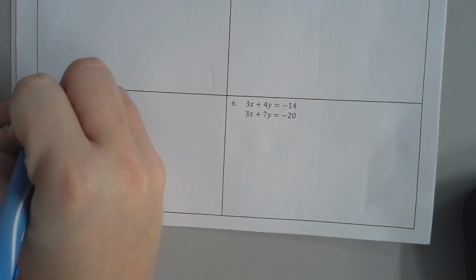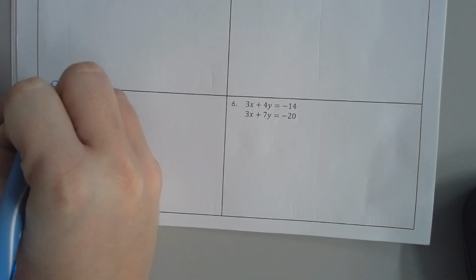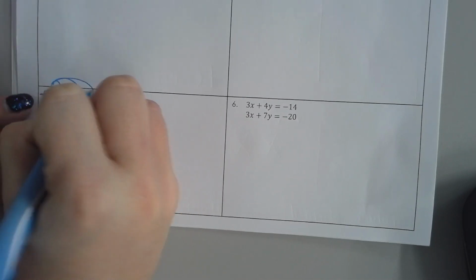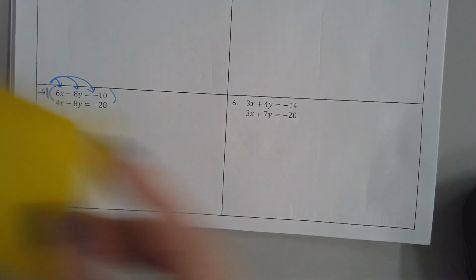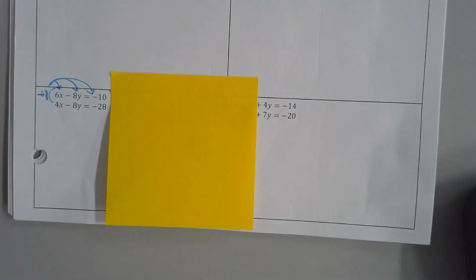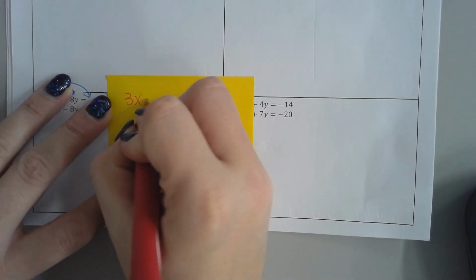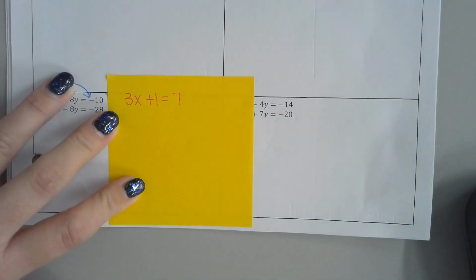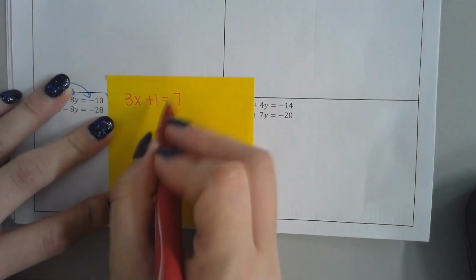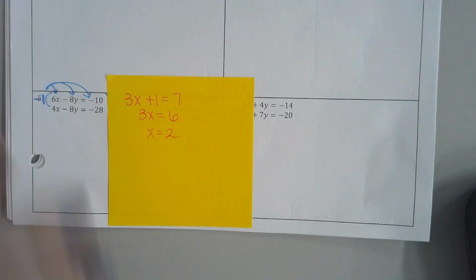So you can actually take one of your equations and multiply everything in that equation by something. In this case, we're going to do negative 1. And that works. Why does that work? Well, let me show you an example. If I have 3x plus 1 equals 7, and I solve that, that would be 3x equals 6, x equals 2.